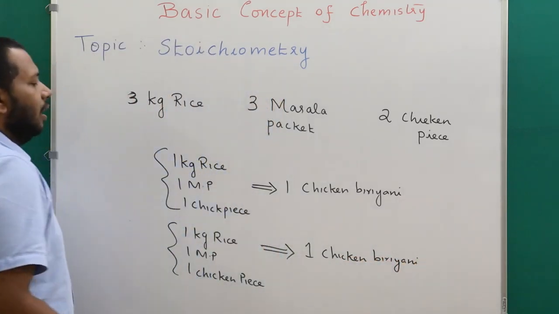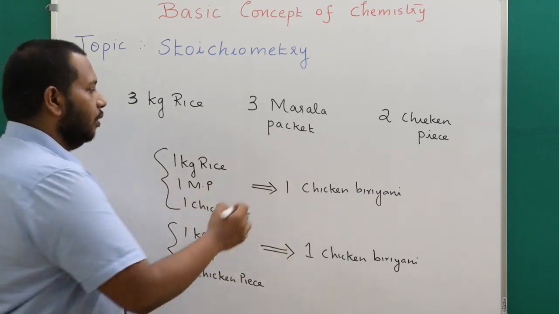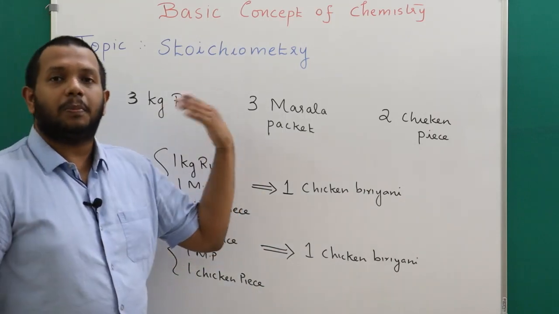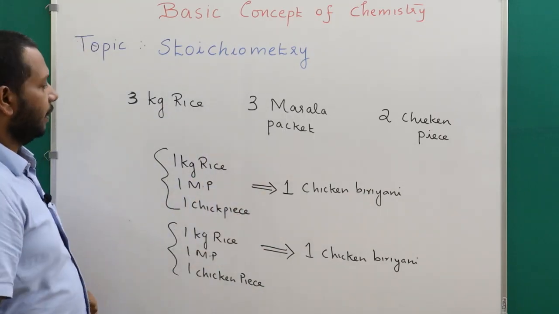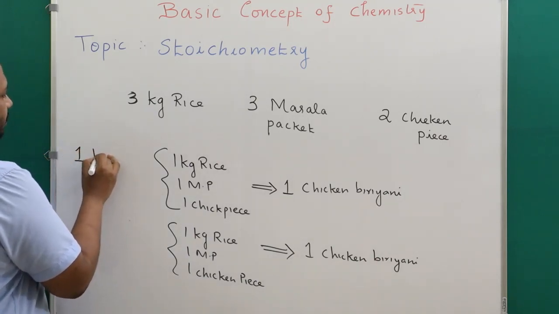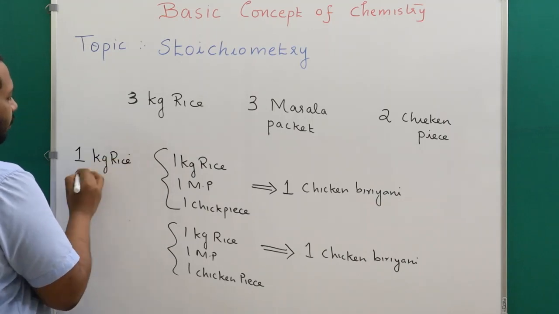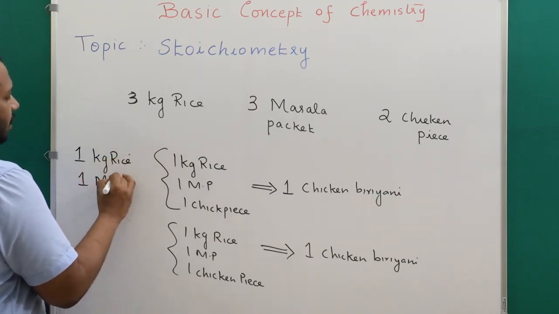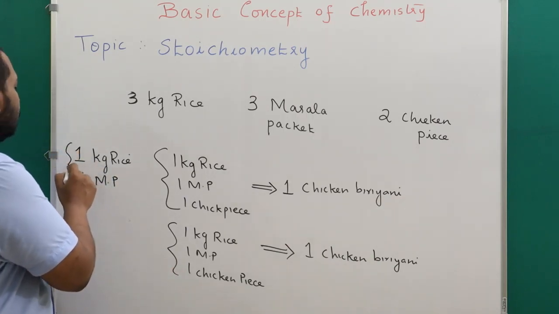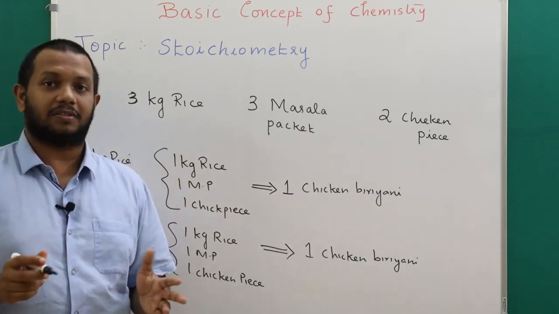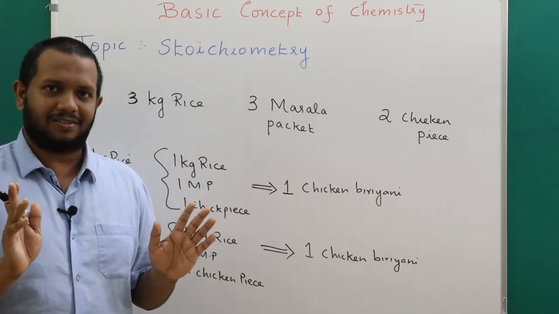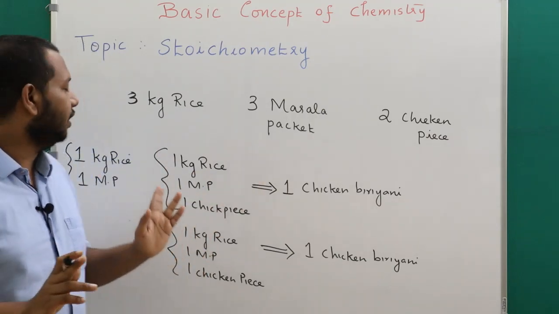Now you tell me how many chicken biryanis you have made up to now. You have made until now 2 chicken biryanis. Now you are going to make the third chicken biryani. Again you are taking 1 kg rice, 1 kg rice, 1 masala packet, and you are looking for the third chicken piece and you know that it is not available. So can you prepare chicken biryani? Some students say, sir, with the masala packet and kg, please adjust. There is no adjustment. Understand? If you want to prepare 1 chicken biryani, you need another chicken piece.